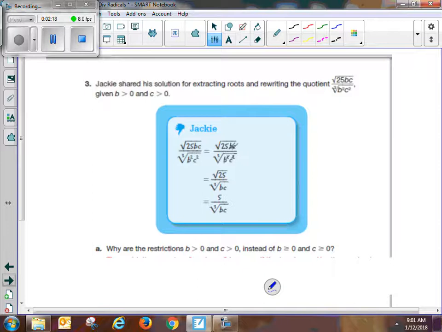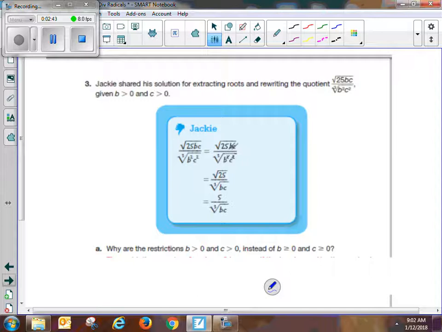Okay, now, we're going to work on one of these in a sec. What did Jackie do that made her wrong? It's thumbs down. What did Jackie do? Anybody tell? Okay, so one of the bad things is she left a radical in the denominator, but she even did something worse than that. Go ahead.